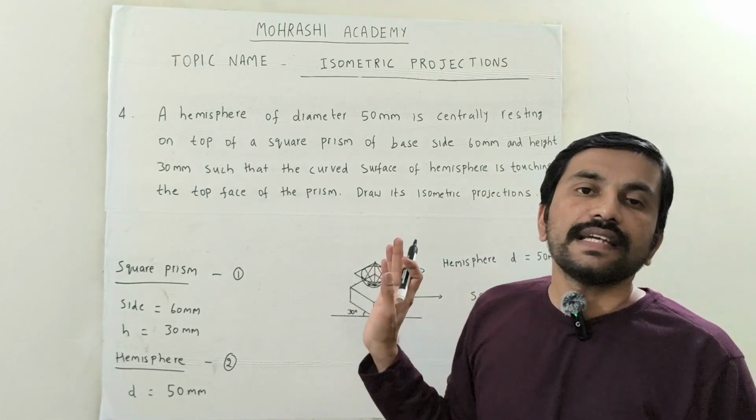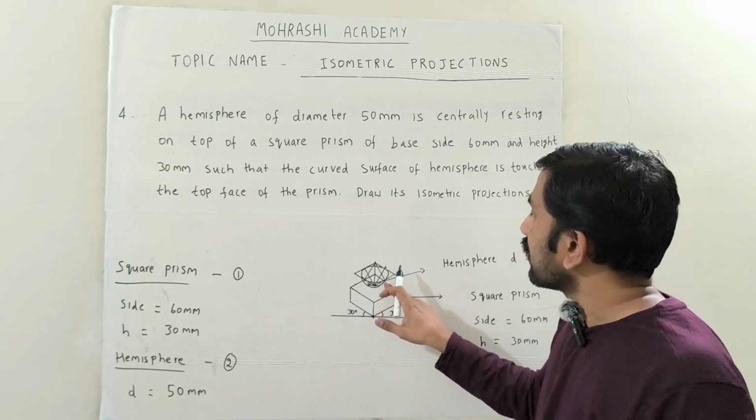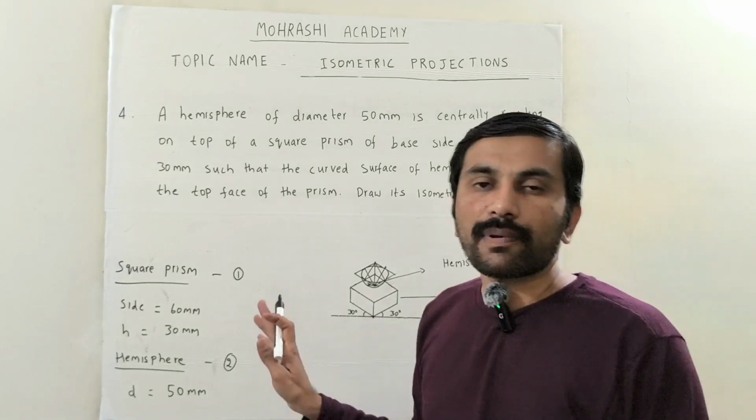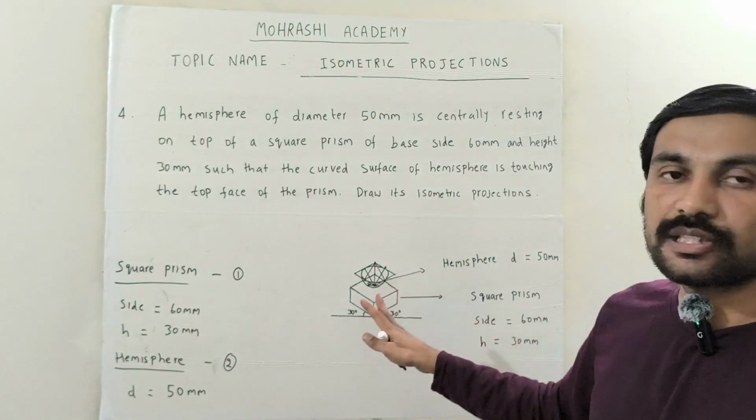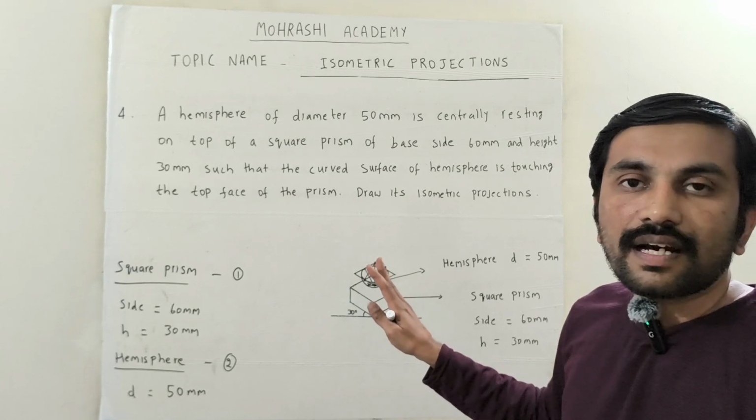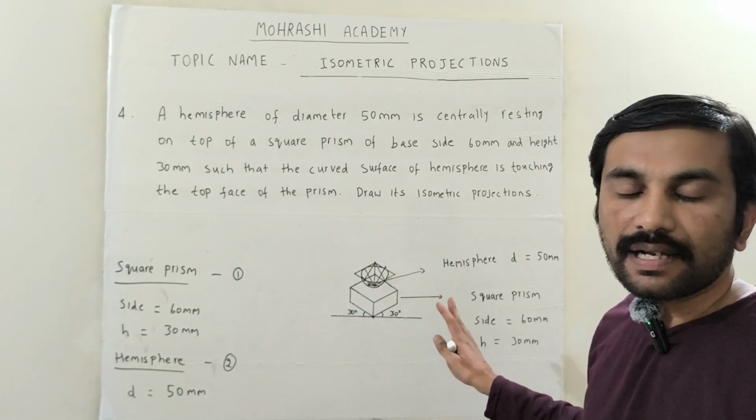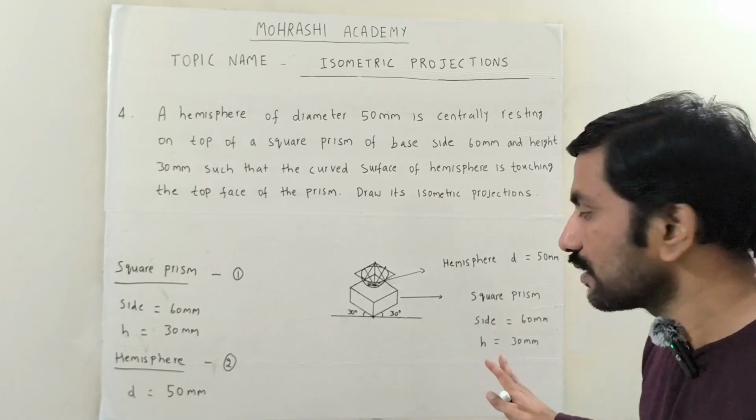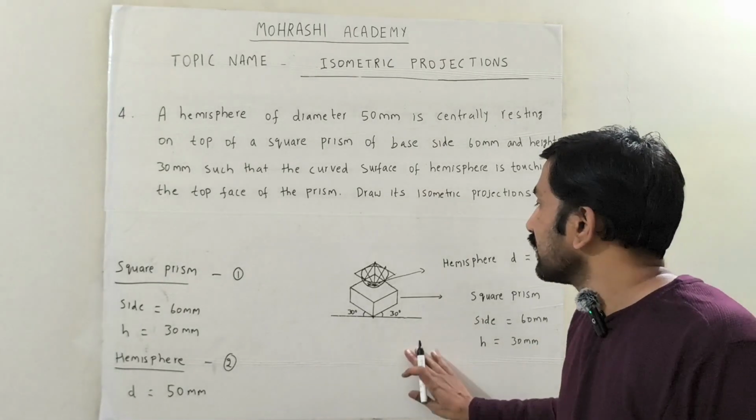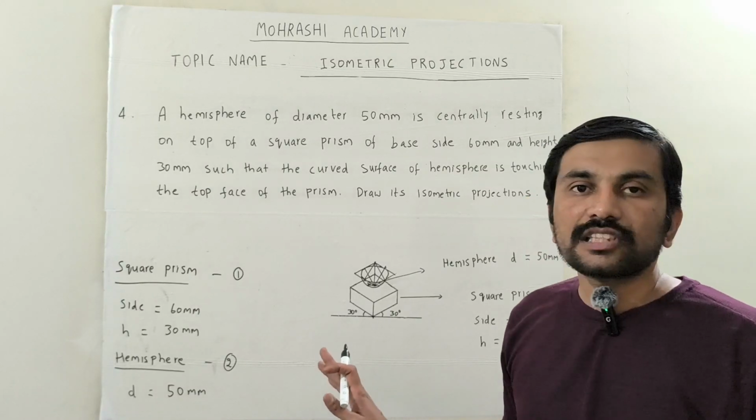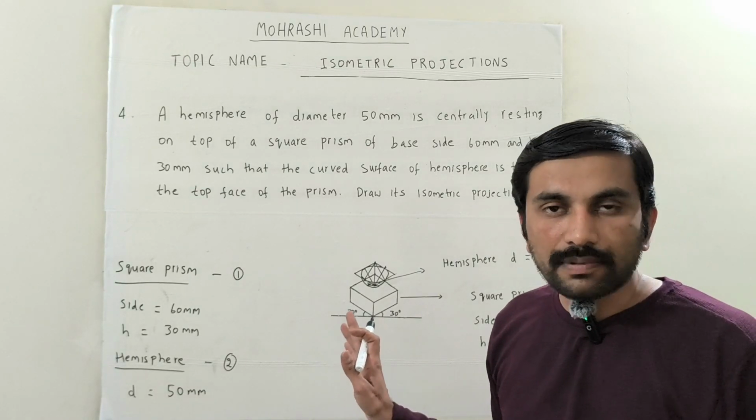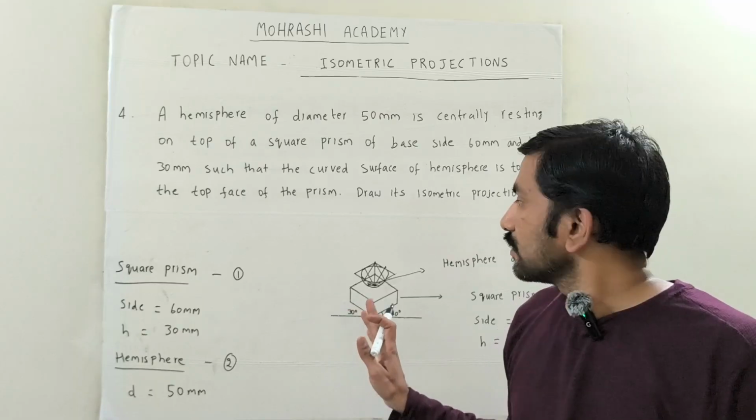This completes the hemisphere. Okay, now this completes the problem in all aspects. That means the hemisphere is rested or placed centrally on the square prism of side 60 mm, 60 mm side and height 30 mm. In all aspects, this problem completes.